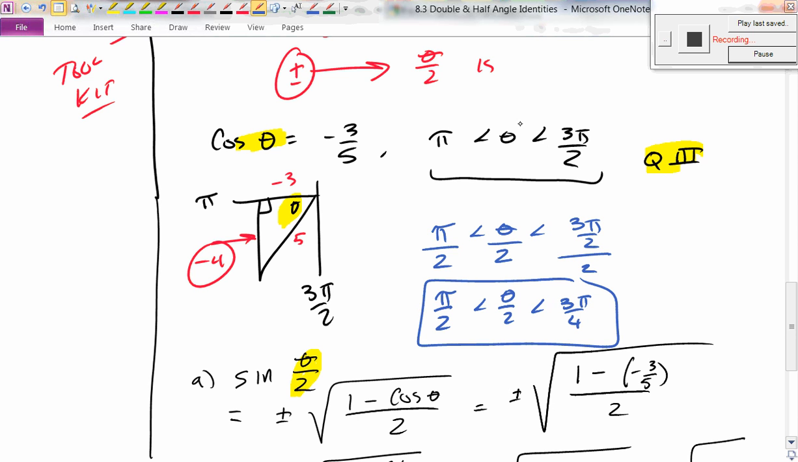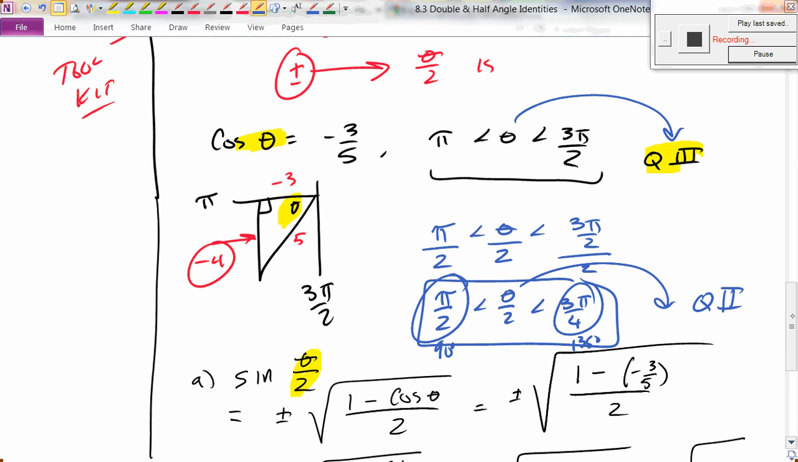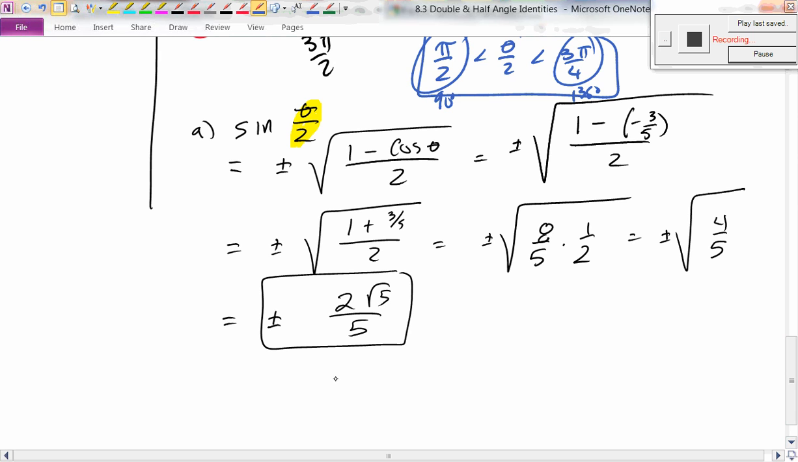So where is theta over 2? In between pi over 2 and 3 pi over 4. So in between 90 degrees and 135 degrees, what quadrant is that in? Quadrant 2. And in quadrant 2, the sign is positive or negative? Positive. So this is 2 rad 5 over 5. So the only trick with half angle identities is figuring out where theta over 2 lies.